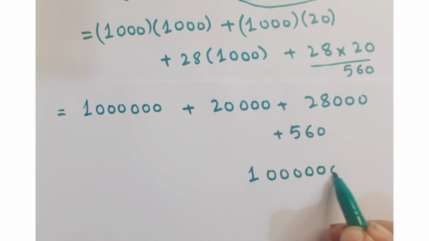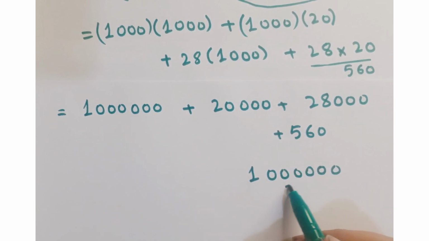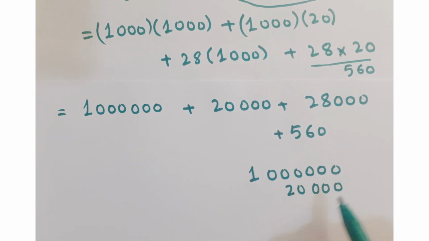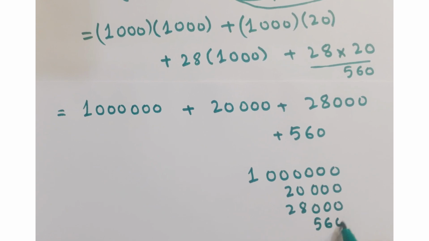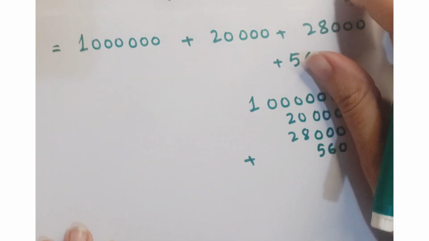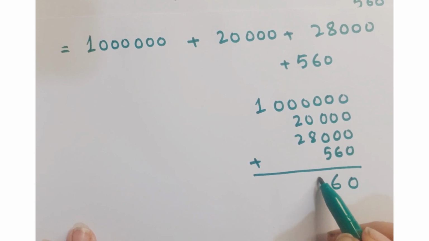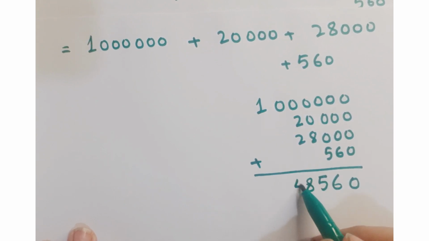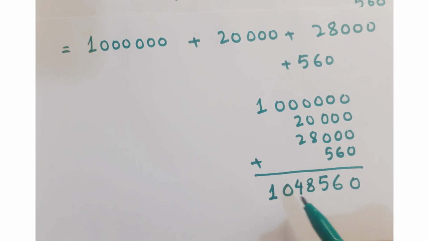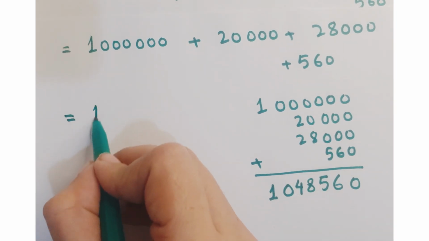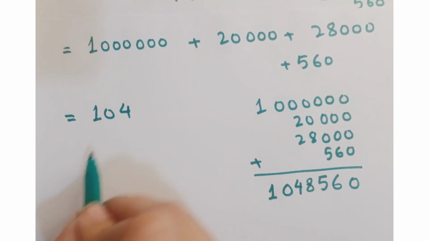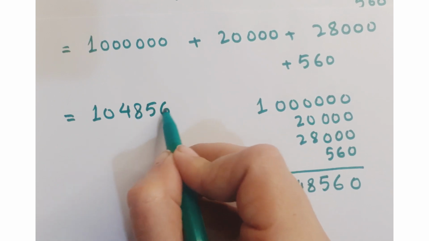Just count the zeros and don't get mistaken. This is 20,000 and this is 28,000 and here you have 560 and you have to add up all these terms. 0 here, 6 here, 5 here, 8, 4, 0 and 1. So our answer after simplifying it is 1048560.